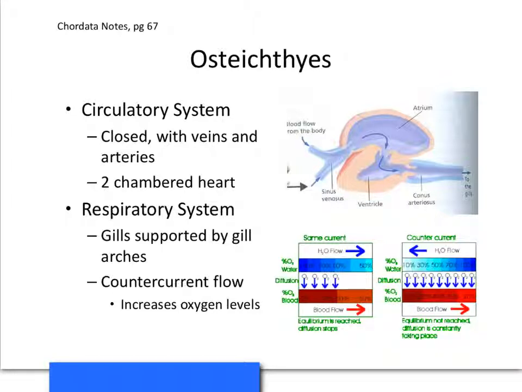And I think this is very interesting because if we look over here at this diagram, what I mean by counter-current flow is the blood and the water flow in opposite directions. And the reason for that is to increase those oxygen levels.